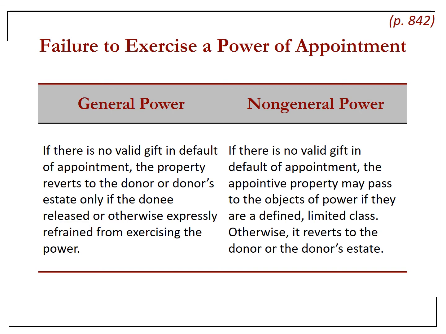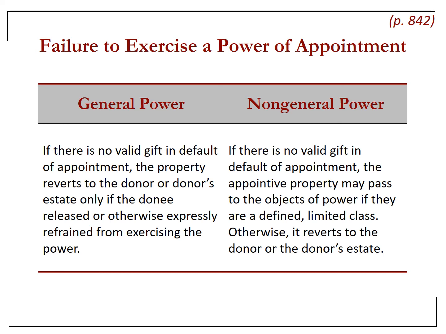As we discussed previously, a donee has a choice as to whether or not to accept a power or to exercise the power. A donee does not have to exercise their power of appointment. What happens if a donee decides not to exercise the power of appointment, or fails to exercise it properly, depends on whether it is a general power or a non-general power. Under traditional law, if a general power is not effectively exercised, then the property passes to the takers in default of appointment. Or if there are no takers in default, then it goes to the donor or the donor's estate.